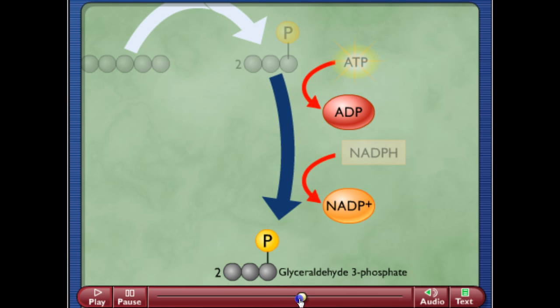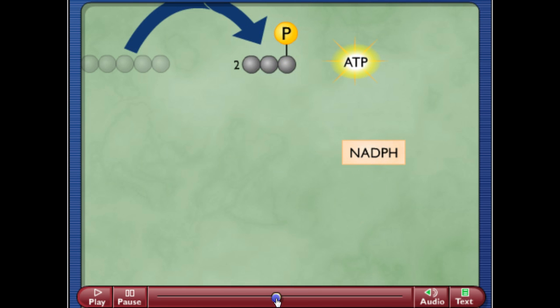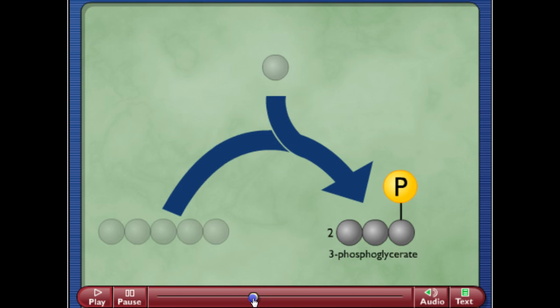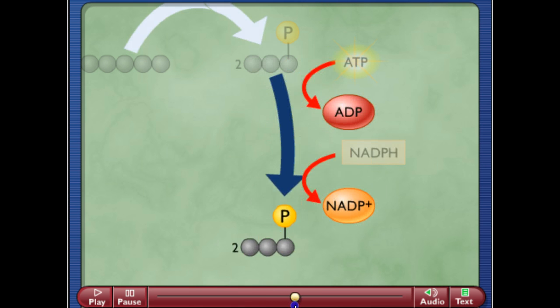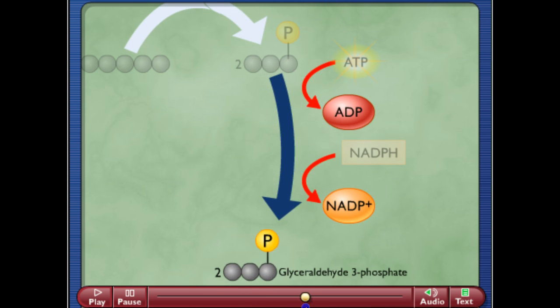So, that's kind of complicated name-wise. So the 2 3-phosphoglycerates combine with ATP and NADPH to form 2 glyceraldehyde 3-phosphates. Now, that's also G3P. They're called G3Ps. Glyceraldehyde 3-phosphates are also called G3Ps. So get that in your notes as well.